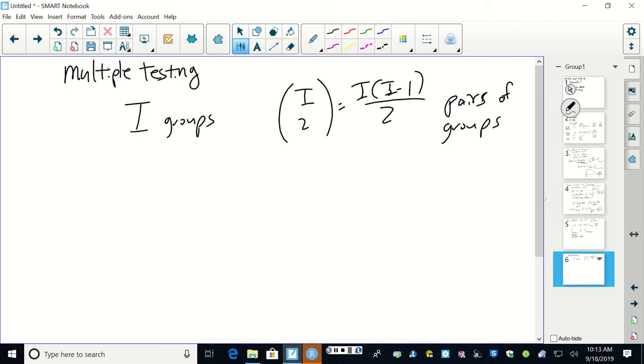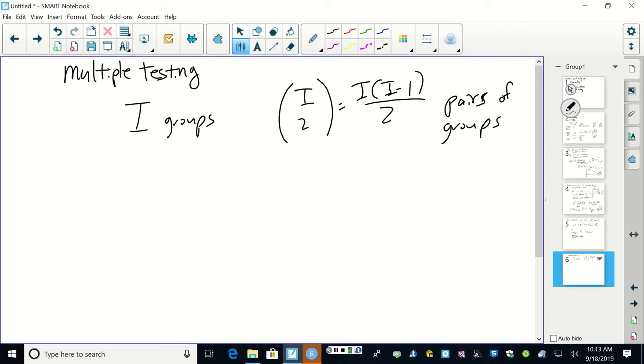So with the 6 diets, 6 choose 2 is 15, so you're doing 15 different tests. And if you do them all at the 5% significance level, there's actually a greater error possibility than 0.05. This one could make an error, or this one could make an error, or both of these could make errors together, and so the chance of any error is greater than 5% if you do them each at 5%.